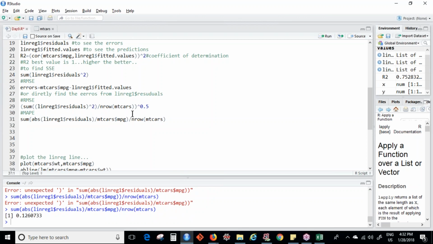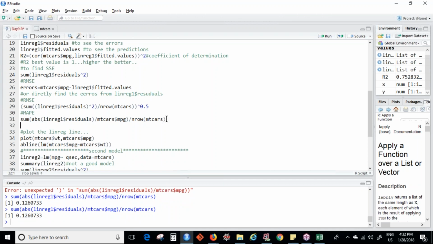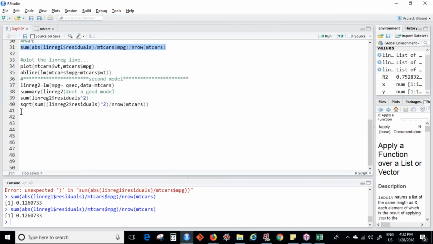So 12.6% is my error. You can multiply this by 100 if you want it in percentage, or you can leave it like this. So 12% is the error of the first model that we built. Similarly I can calculate the error for the second model. I'll copy paste the same thing and change linreg1 to linreg2. Now if I run this, 22% is the percentage error for the second model.